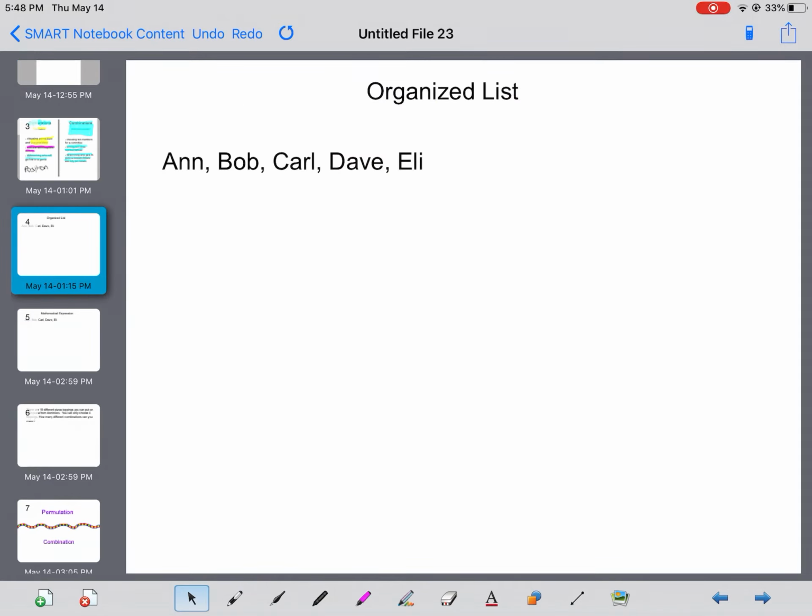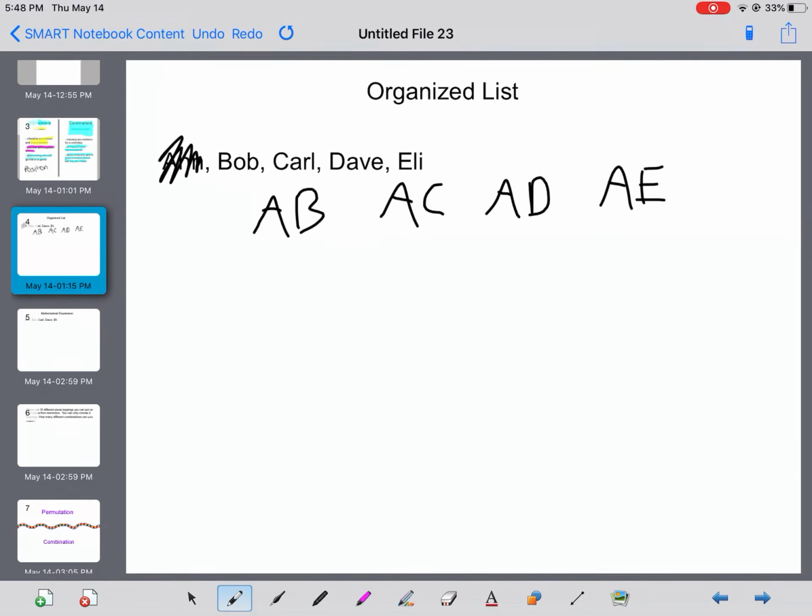Let's go over here. But another way to do it is to make an organized list. So what I mean by that is I'm going to start with Anne. And this is outlined in your textbook too on the lesson part. And I'm going to go, well, Anne goes with Bob, Anne goes with Carl, Anne goes with Dave, and then Anne goes with Eli. Then I'm going to go, okay, I've done Anne. She's gone with all the different people.